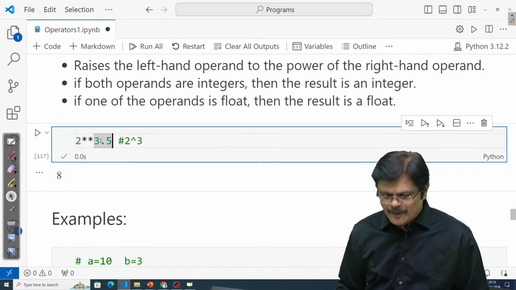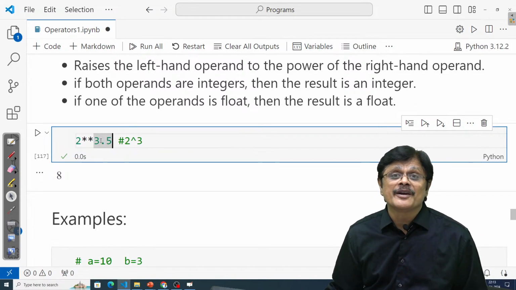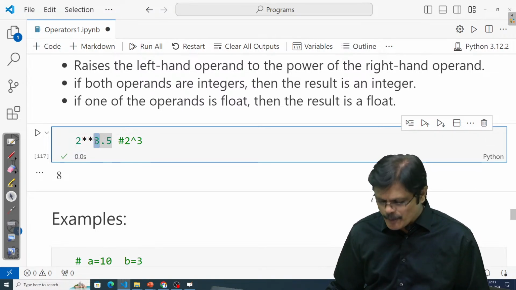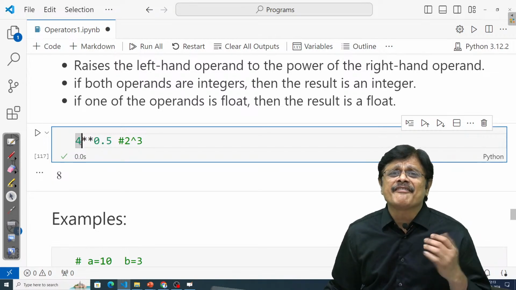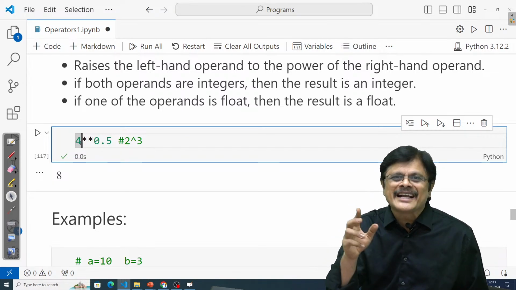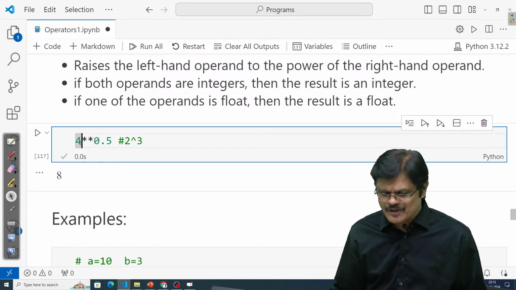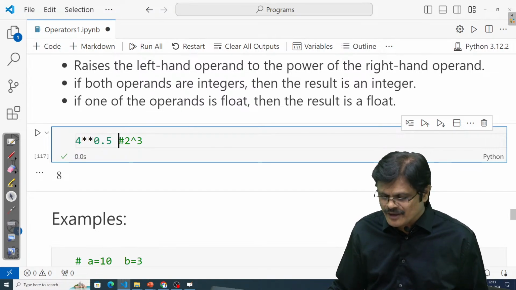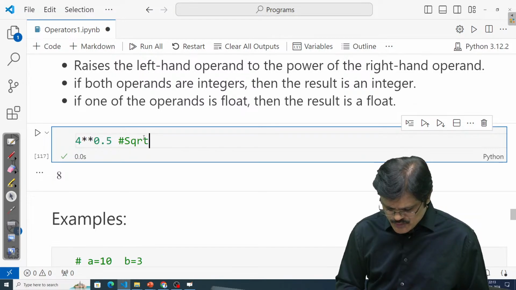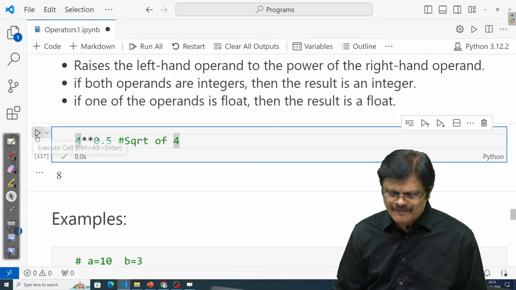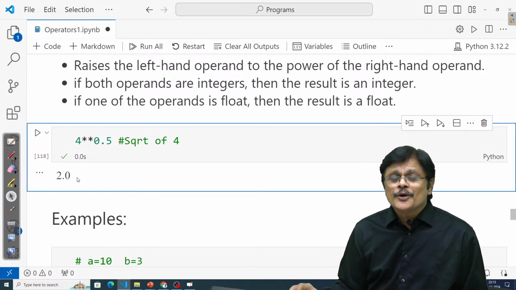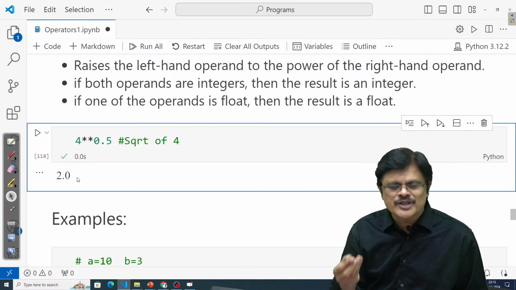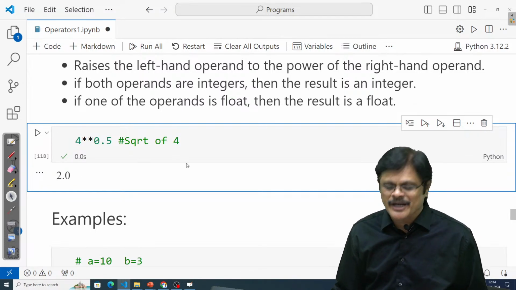You can have 2 power 3.5. Now you may ask me, what is 2 power 3.5? 3 and 1 by 2. See, actually I'll just tell you what is 4 power 0.5. It would be easy for you to understand. See, when it is a fractional power, you are going to get radicals. So that is it. It is a fractional power, sir. So what is 4 power 0.5? 4 power 0.5 means 4 power half. It is square root of 4. And what is square root of 4, my dear friends? It is 2. Like that. So you can also have fractional powers. You can work with fractional powers wonderfully. Am I clear?